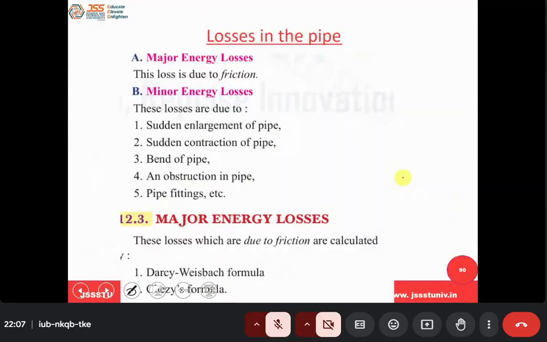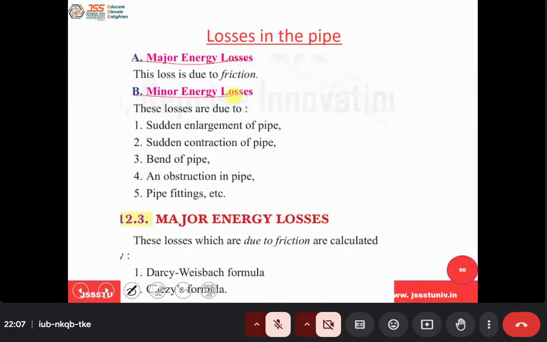This is also a major part when designing pumps, fans, anything that blows air. We need to consider these losses also, very important one. As we know, anything, there will be losses. Now those losses also we need to consider. So what are those losses? Basically there are two types: major losses and minor losses.